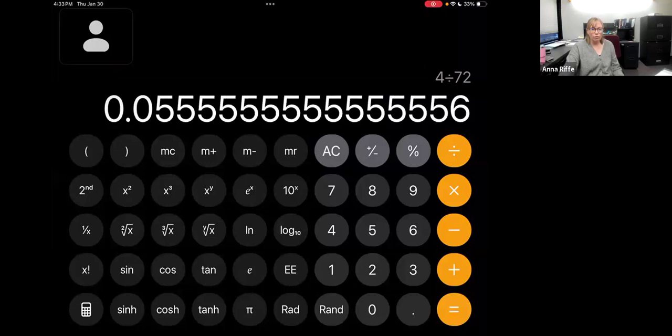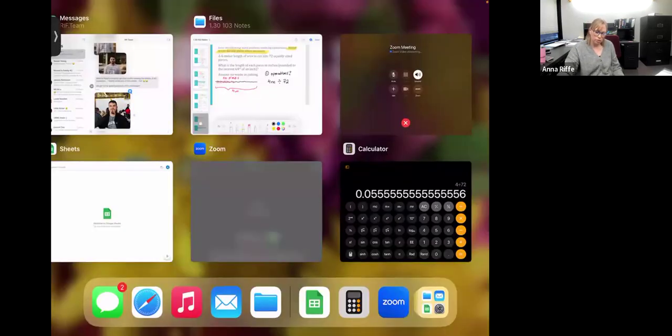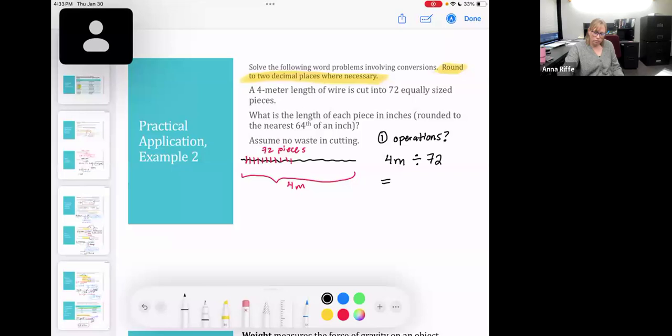4 meters, divide that into 72 pieces. We get 0.05 repeating. So we are in the middle of the problem. I don't want to round at this point, so I'm just going to leave that number in my calculator. Just so I have something written down, this is 0.05 repeating. And I have to note that my unit is in meters. I'll go ahead and write that down. I don't want to lose my units because I'm dealing with multiple types of units. Okay. So we got that part, got the operations.